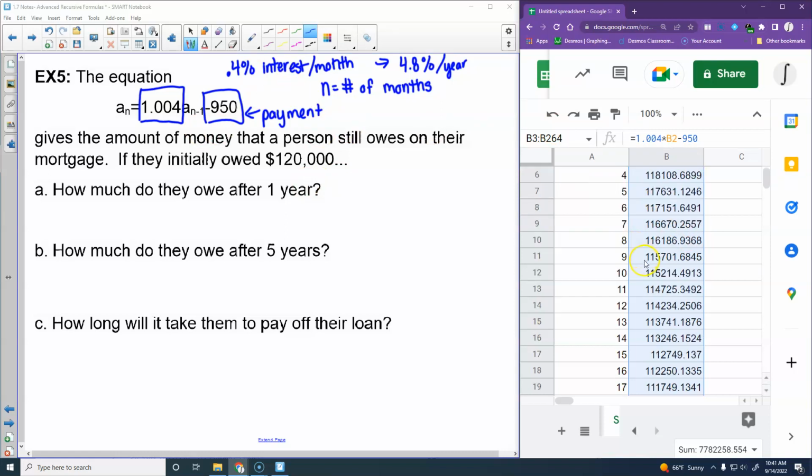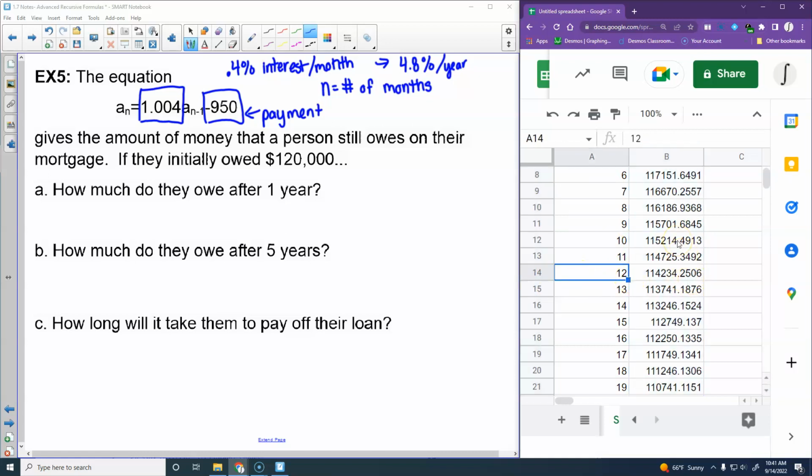We want to know how much they owe after a year. So after a year, here at 12 months, you still owe $114,234.25. Okay, let's figure this out here. You just paid 12 payments of $950. So $950 times 12 is, you paid $11,400.